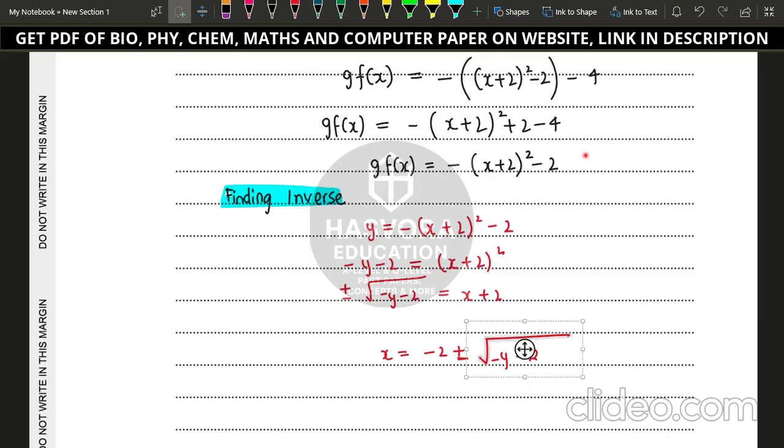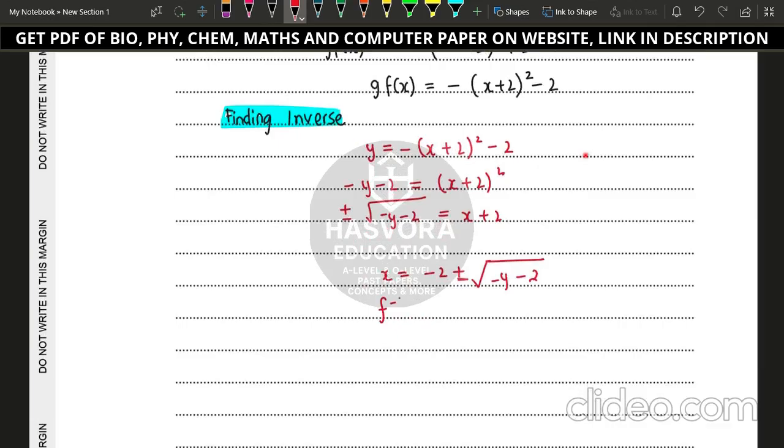Let's just write this again. So √(-y - 2), and now I can simply write it as f inverse of x = -2 ± √(-y - 2). Now I have to find out the gf inverse of x, okay, I have just found out the gf inverse of x. Let's write it in that form. So this is the gf inverse of x.